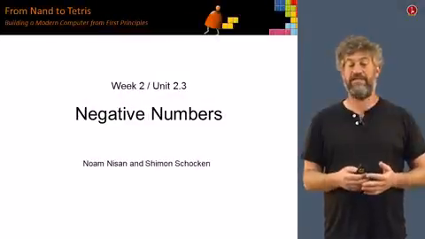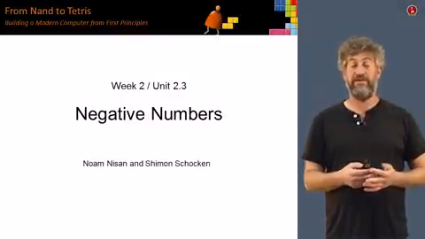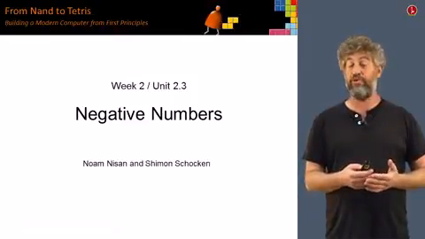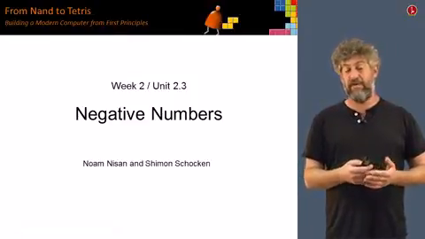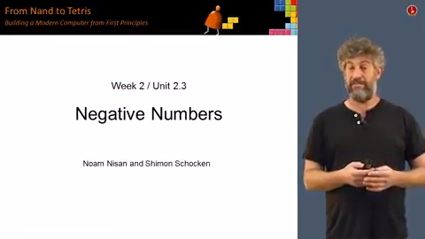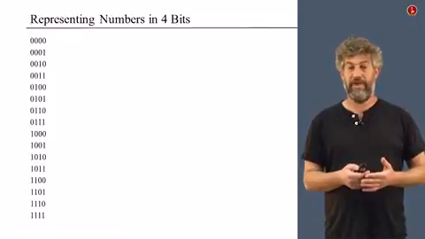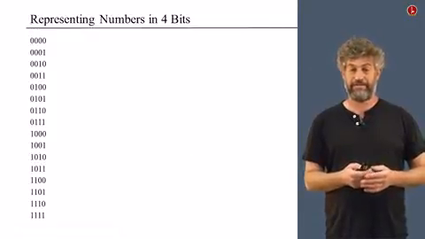In the last two units, we've seen how to represent integers as binary numbers using bits, and how to manipulate them, how to add them. But so far, we only discussed positive numbers, and of course our computers will have to deal also with negative numbers. So how can we deal with them?